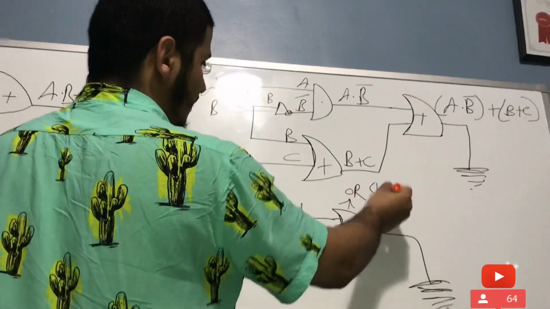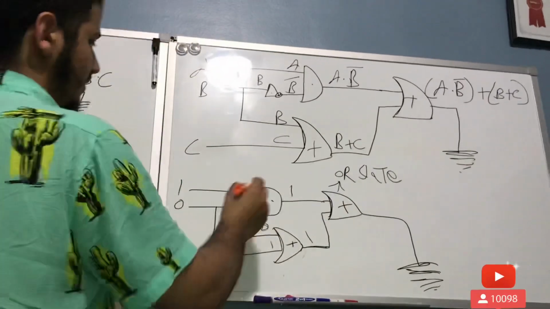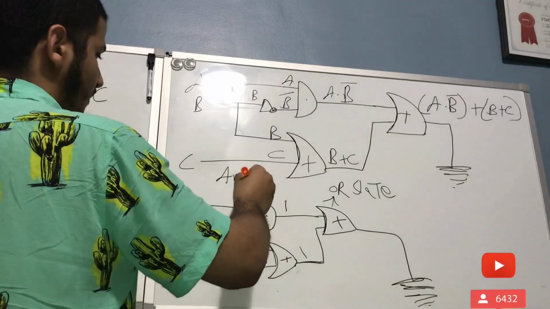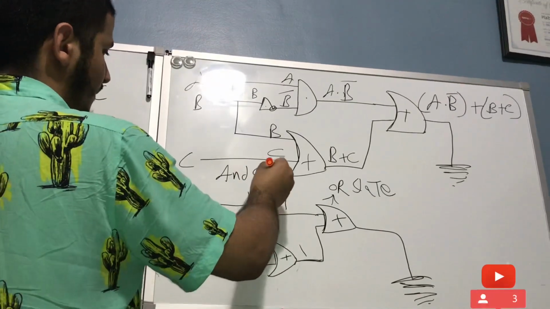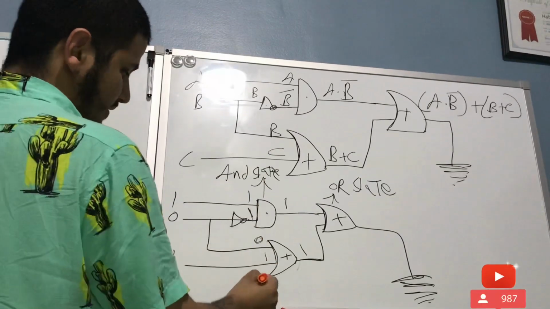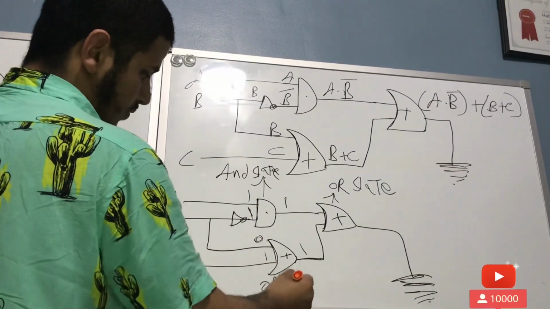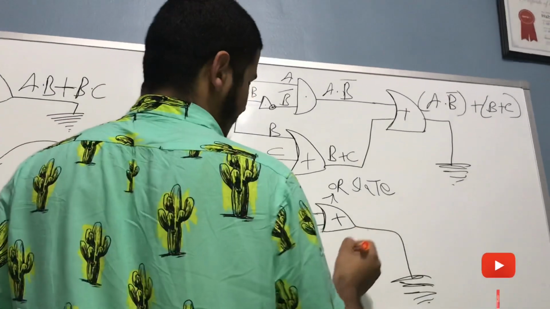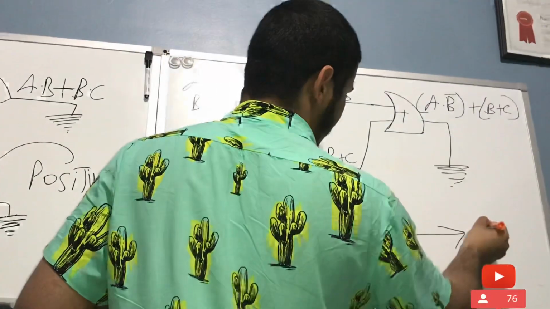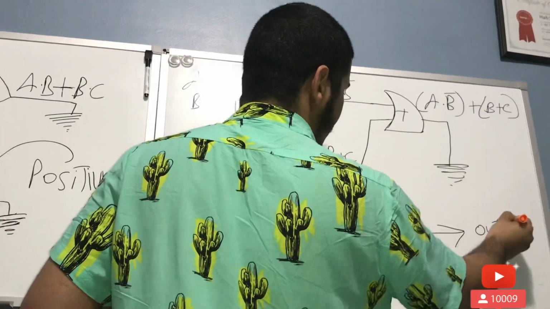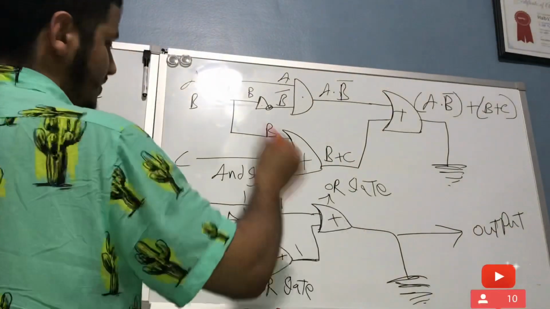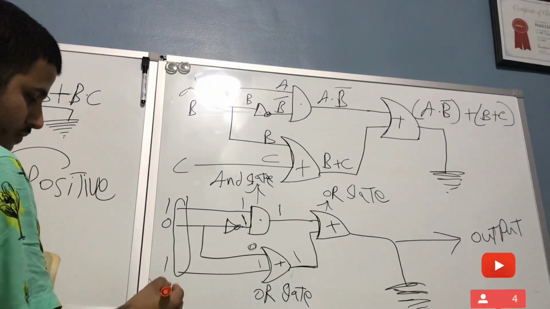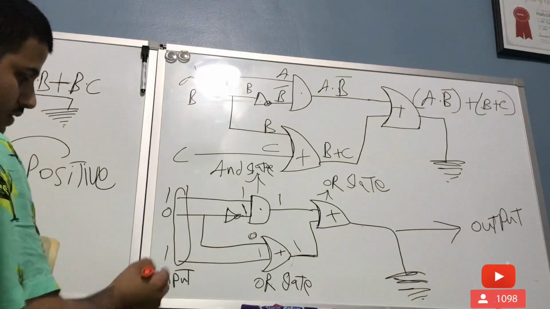That's the OR gate. This is the AND gate. That's the AND gate for this, and this is the OR gate. And this is the output. That's the output for this. And these three are the input. This is the input.